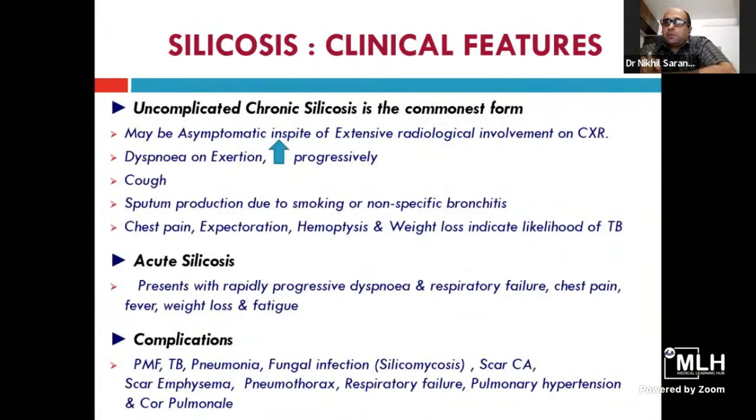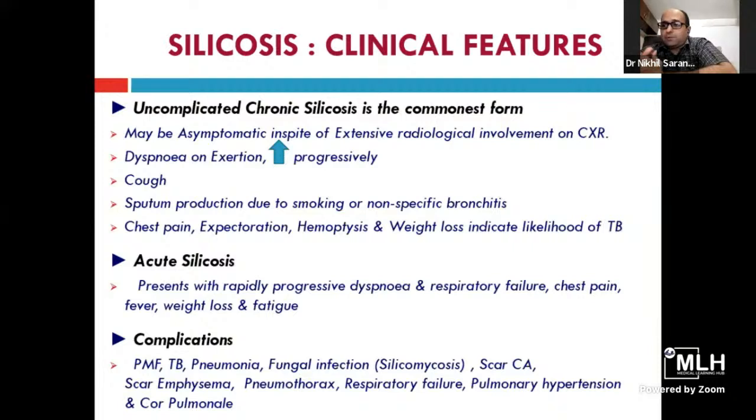So, uncomplicated chronic silicosis is the commonest form we see. It may be asymptomatic for many, many years in spite of extensive radiological lesions on the chest X-ray. Progressively, the patient will develop dyspnea on exertion and chronic cough like our patient did. Sputum production may or may not be there. Depends on whether the patient is a smoker and whether he has bronchitis or not.